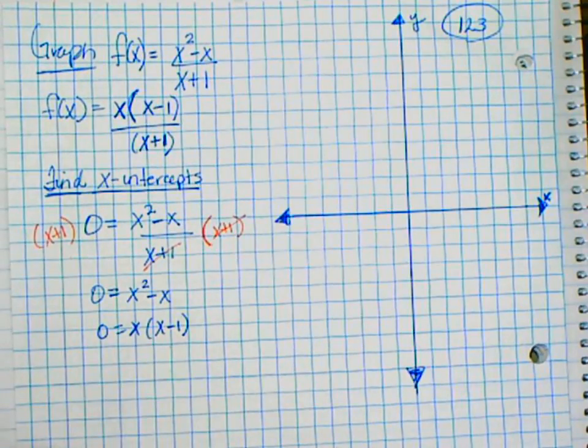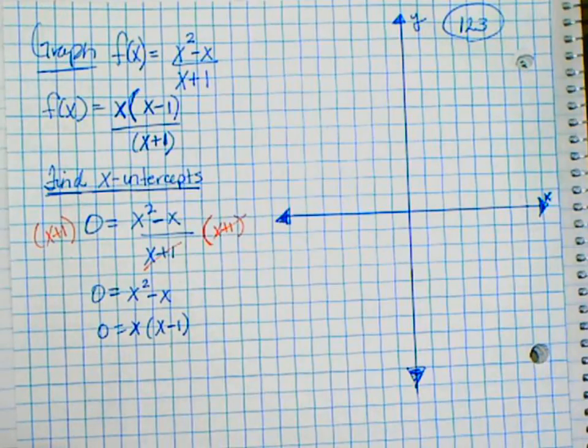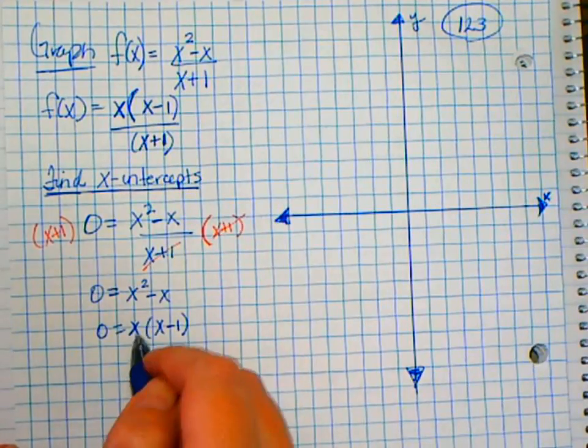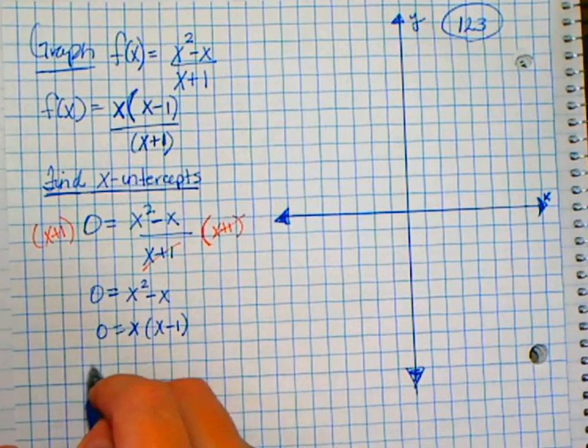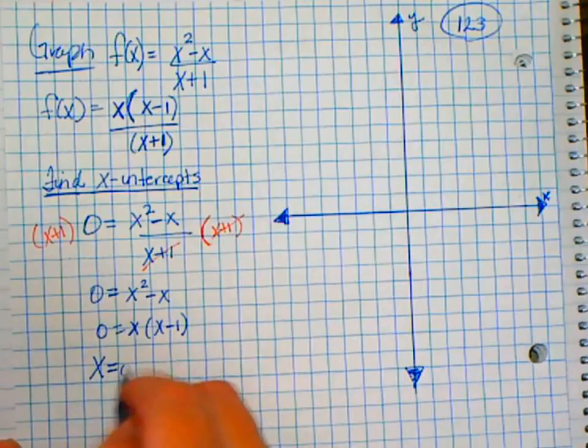And if I'm trying to solve for x using factoring, once I know the factors, how do I solve for x? Set each factor equal to 0, right? And then just solve for x. So is x a factor? Yes. Set it equal to 0.